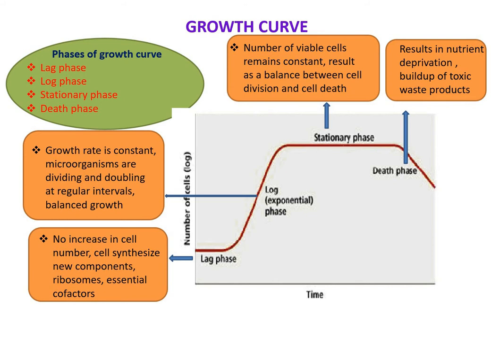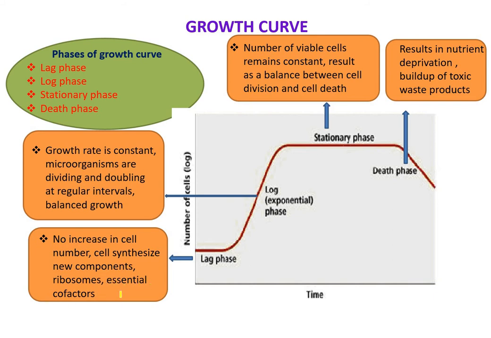Why? The reason for no cell division or increase in number is that initially the cell needs to adapt to the environmental conditions as well as the medium. So the lag phase is the time where cells prepare themselves to synthesize new components, ribosomes, and essential cofactors.